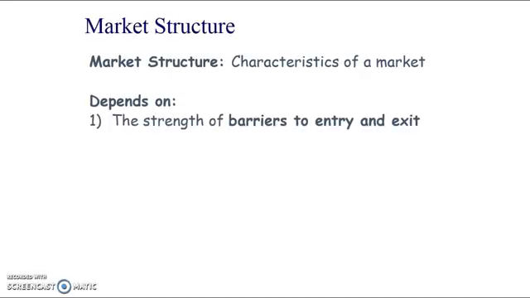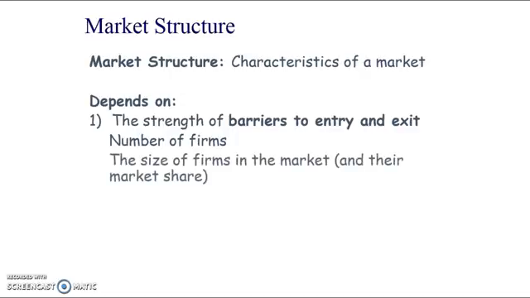The market structure that you have really depends upon the barriers to entry and exit, and whether there are any barriers and how strong they are. This is going to determine the number of firms in the market, and the size of the firms and their market share, because there's only going to be so much revenue or so many customers in that market. So the number of firms that can get into the market will determine how much of a share they're going to be able to get of those customers.